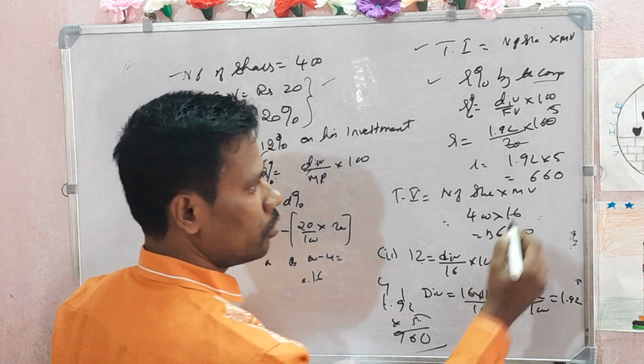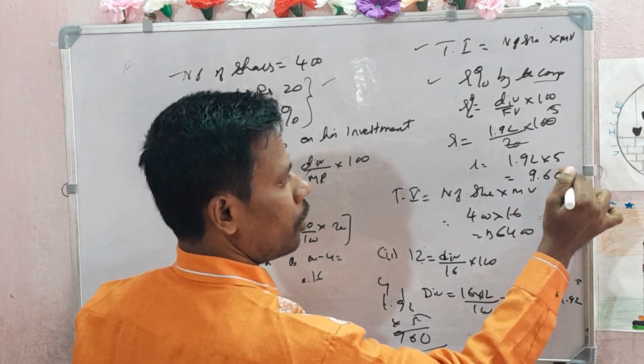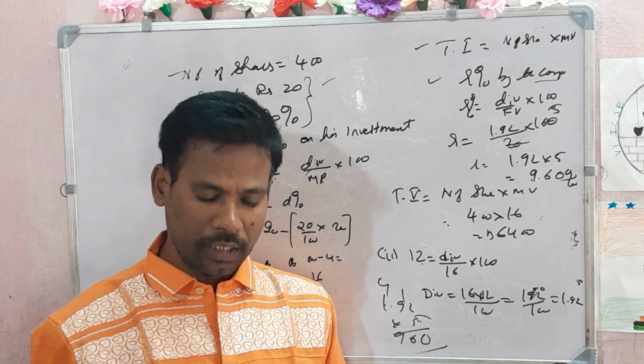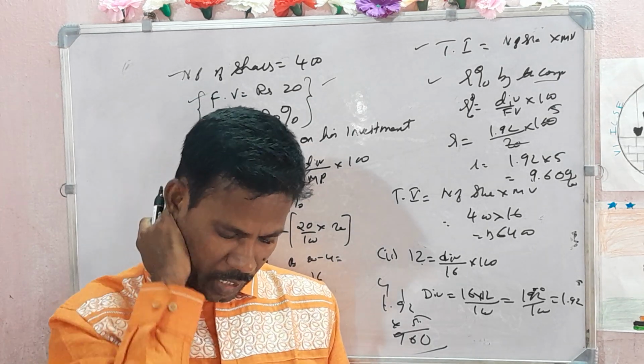9.60. So 9.60 is the rate of dividend by the company. Next.